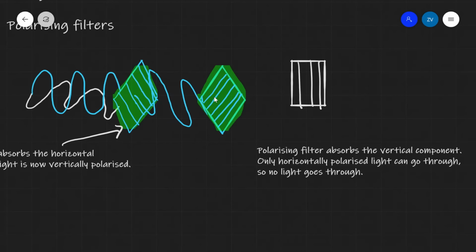The second filter is horizontal, like so.